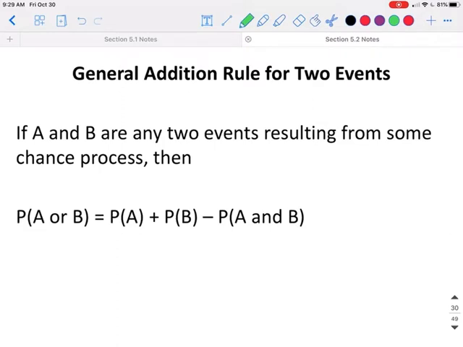So if these are no longer mutually exclusive events, and it is possible that A and B are two events that result in some chance process that overlap, then the probability of A or B is the probability of A plus the probability of B minus the probability that it is in both events. We do this so we don't count those people who are in A and B in both the category of A and the category of B.